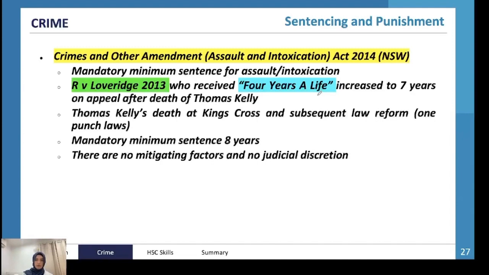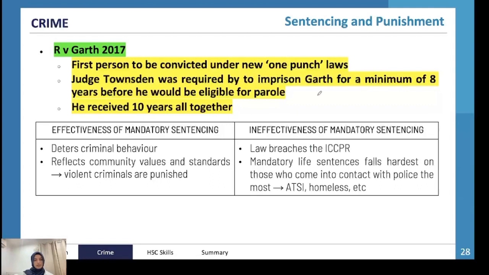Next up, we've got the case of R v Garth. This was the first person to be convicted under the new one-punch laws. Judge Townsden was required to imprison Garth for a minimum of 8 years before he would be eligible for parole. So he received 10 years altogether.